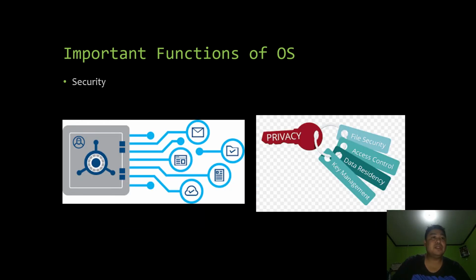Another is security. So for security, operating systems allow the user to have a built-in security on all applications like email, folder, documents, web pages, and the cloud. It also offers privacy for file security, access control, data residency, and key management.